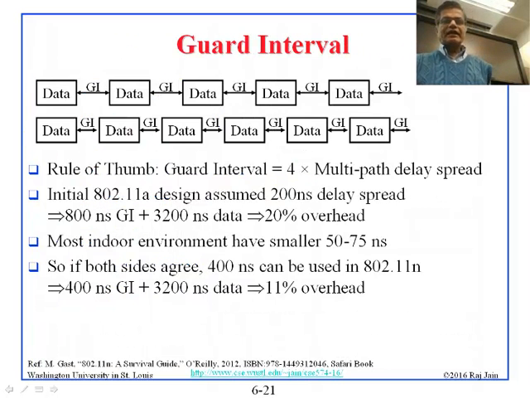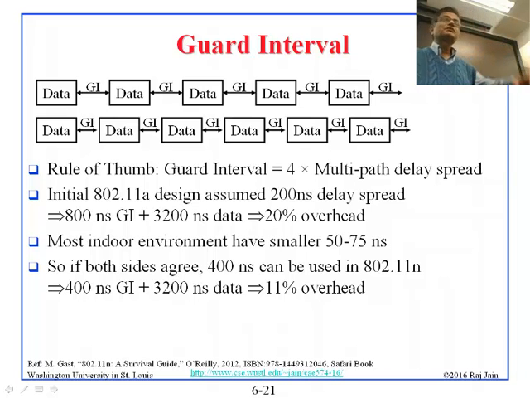All right. Now, guard interval. The question was about the guard interval. The guard interval is between the symbols. You have a data symbol, guard interval, data symbol, guard interval, data symbol, guard interval. Basically, the guard interval should be 4 times the multi-path delay spread. This is a rule of thumb.